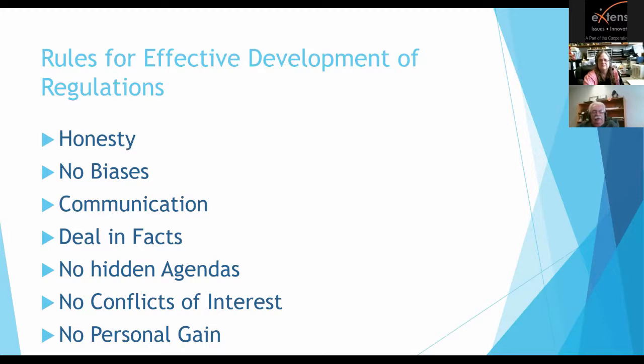So all these things, when you sit down and start thinking about regulations, have to be what the parties involved are. They have to be honest. They have to bring no biases to the table. They have to have a willingness to communicate. They need to deal in facts. They need to not have any hidden agendas. Everything should be on the table and should be transparent. And if there's conflicts of interest or the ability for personal gains, that needs to be disclosed to all people that are in this regulation development.